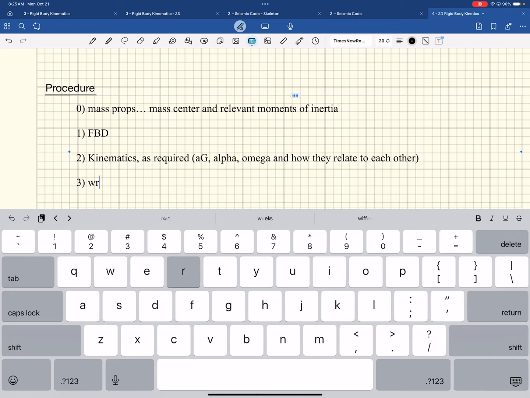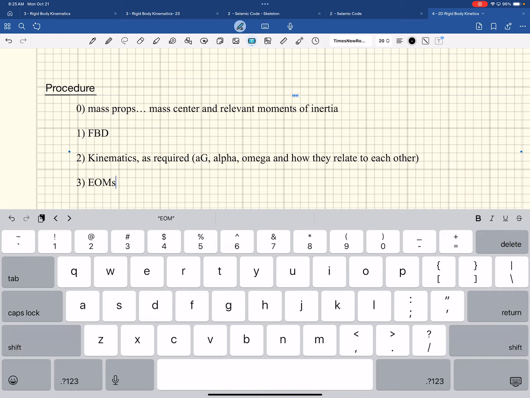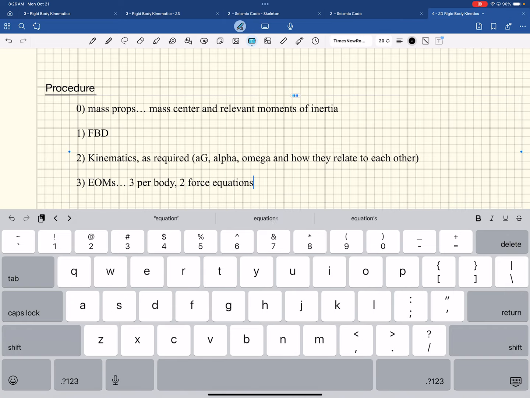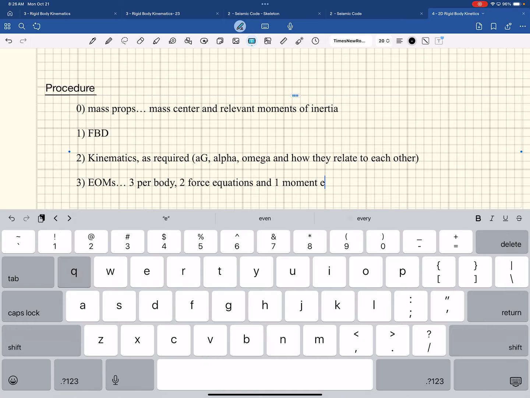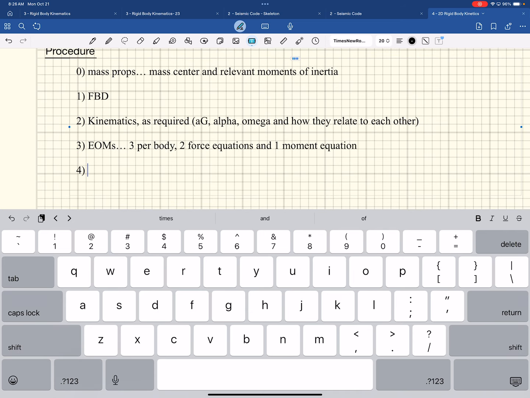Okay. And then we're gonna write down equations of motion, or just EOMs. Okay. Equations of motion. We get 3 per body. Two force equations and 1 moment equation. And this is per body too. So if you have a system of bodies, you get 3 of these per body. Fourth, solve.